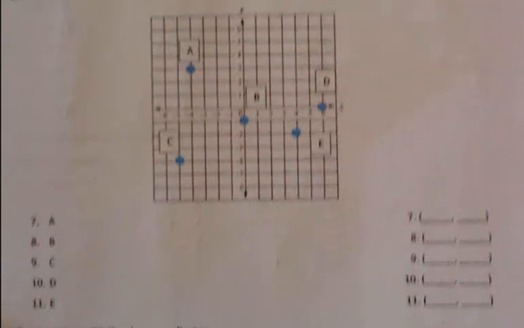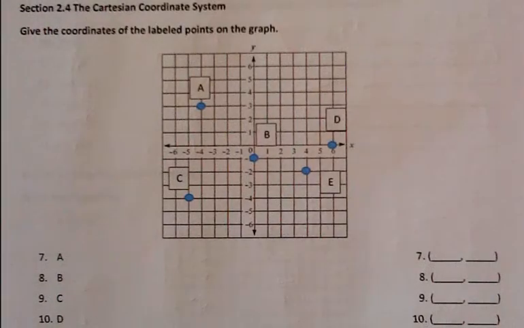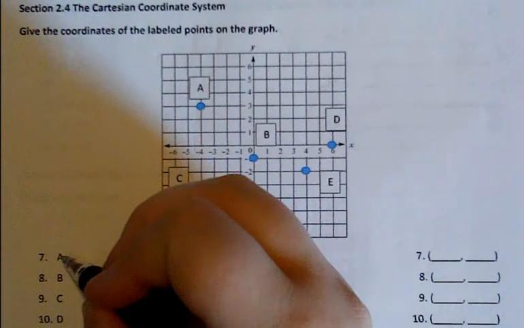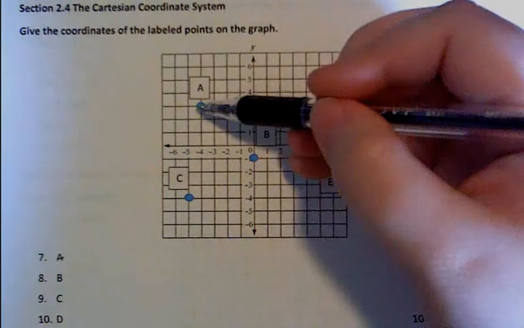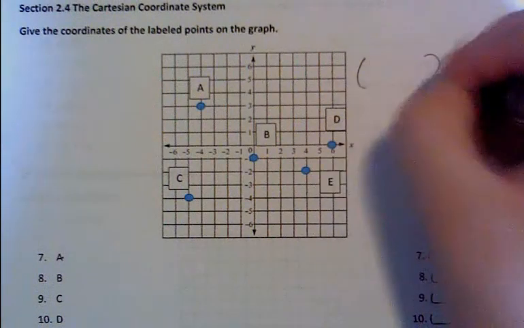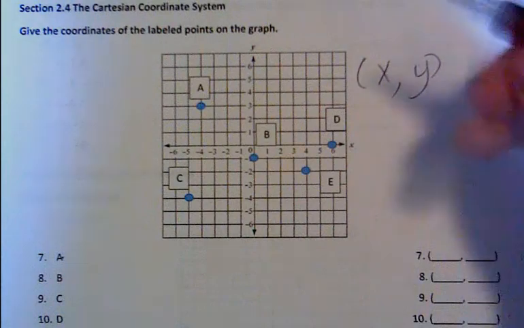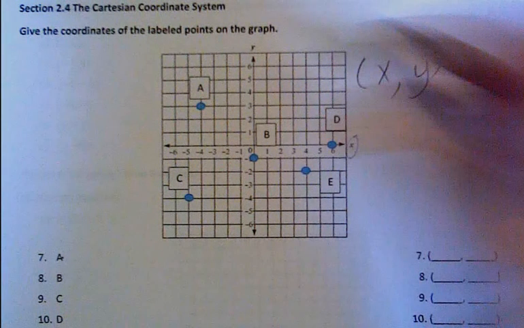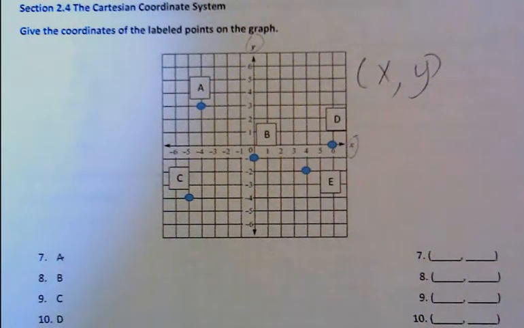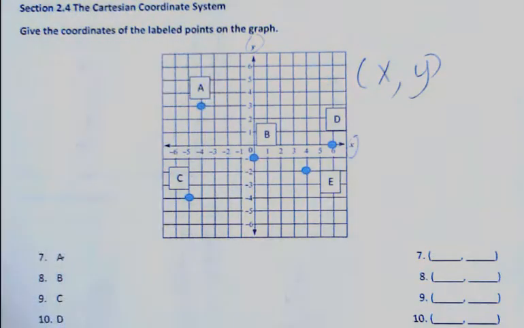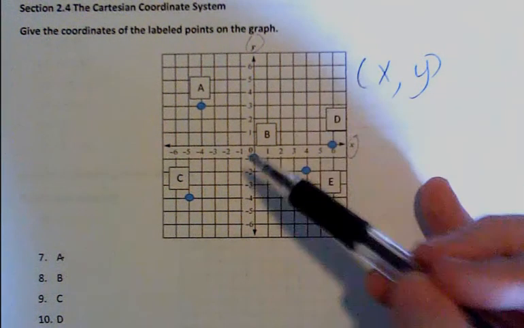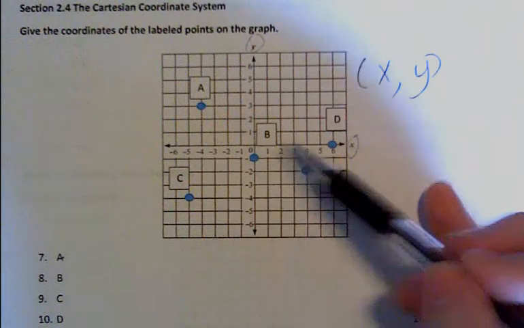So the directions here say give the coordinates of the labeled points on the graph. So on number 7 we have A. So we find A on our graph. It's right here. You know in an ordered pair you always have your x value and then your y value. So you first travel on your x-axis and then you travel on your y-axis. Everything starts at the origin, which is where your two axes intersect.